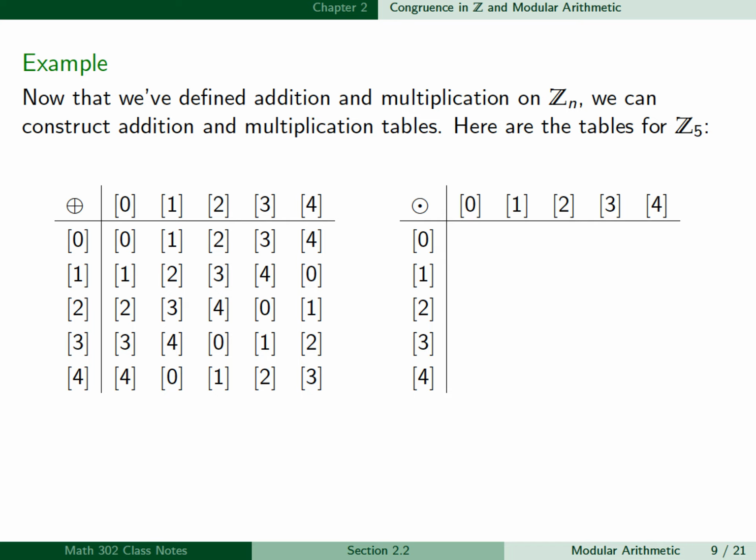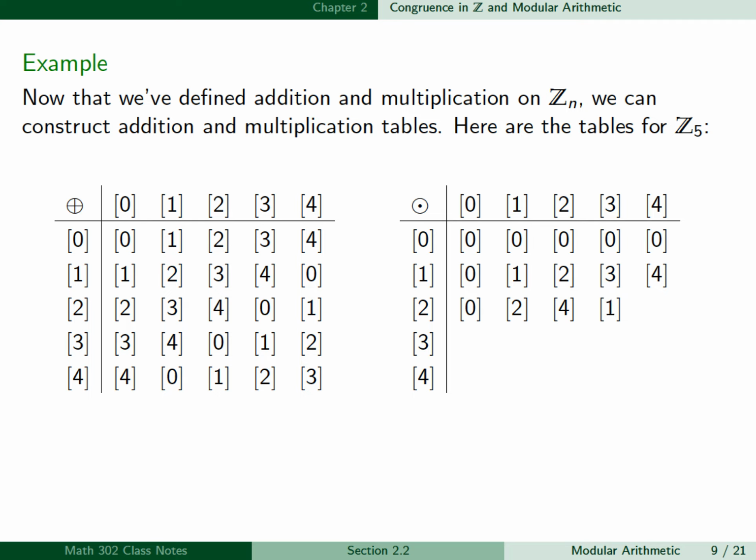In the first row, we're multiplying the class of 0 times each of the elements, and so these will all be 0. And then in the second row, we're multiplying the class of 1 times each of our elements, and these will just be the original elements. And then we have the class of 2 times the class of 0 will be the class of 0. 2 times 1 is 2, 2 times 2 is 4, 2 times 3 is 6, which is equal to 1, and 2 times 4 is 8, which is equal to 3.